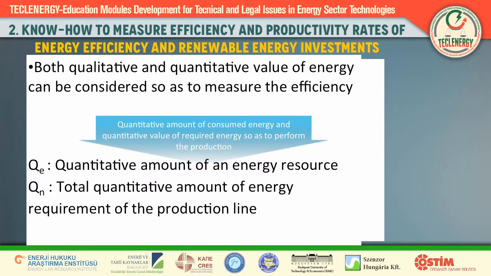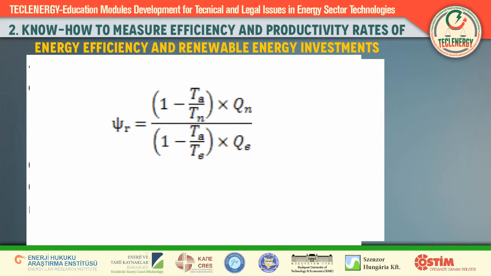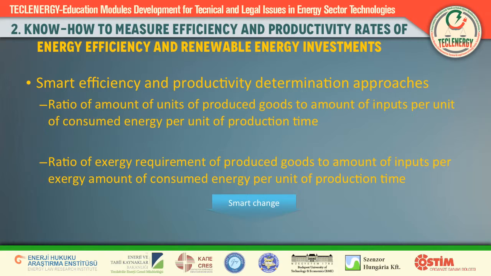However, in order to make a complete analysis, qualitative and quantitative values of energy consumption must be considered together. In order to create a ratio formula aiming to compare consumed energy and required energy in terms of both quality and quantity, there must be a formula. Due to all the knowledge stated in previous parts, an investment that can be said to be smart must be able to provide a production line to use energy smartly, to utilize the energy work potential of the energy resource as output at the highest ratio possible.